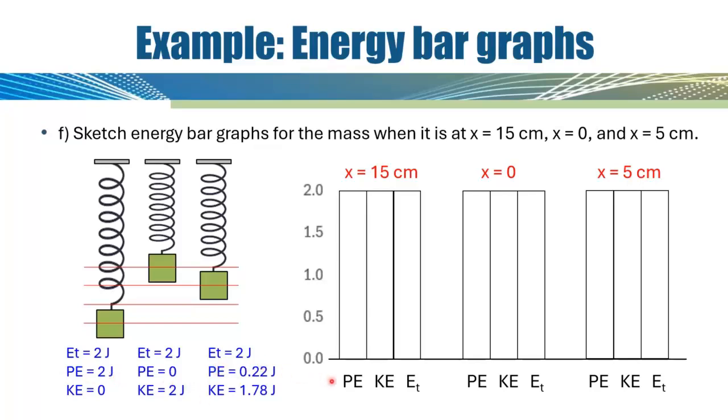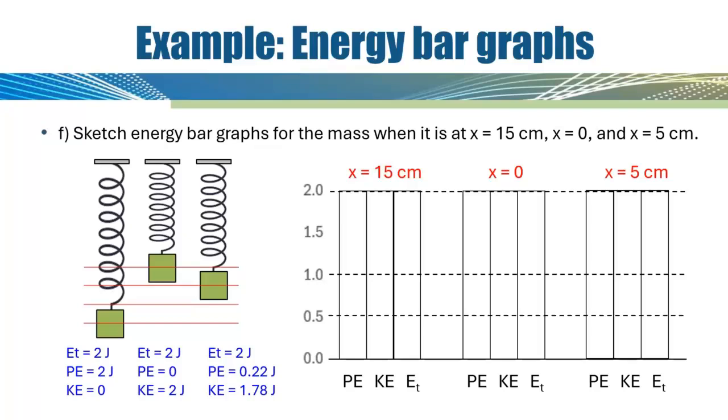An energy bar graph is a bar graph that shows each type of energy on the x-axis. So this graph shows the potential energy, kinetic energy, and total energy of the system when it is at x equals 15. This set of bars will be for x equals 0, etc. The next thing we need to do is scale the y-axis. I can see that the total energy is 2 joules, so we'll make the y-axis go up to 2 joules. Halfway will be 1 joule, and then we'll just scale it. We'll call that 0.5 and 1.5.